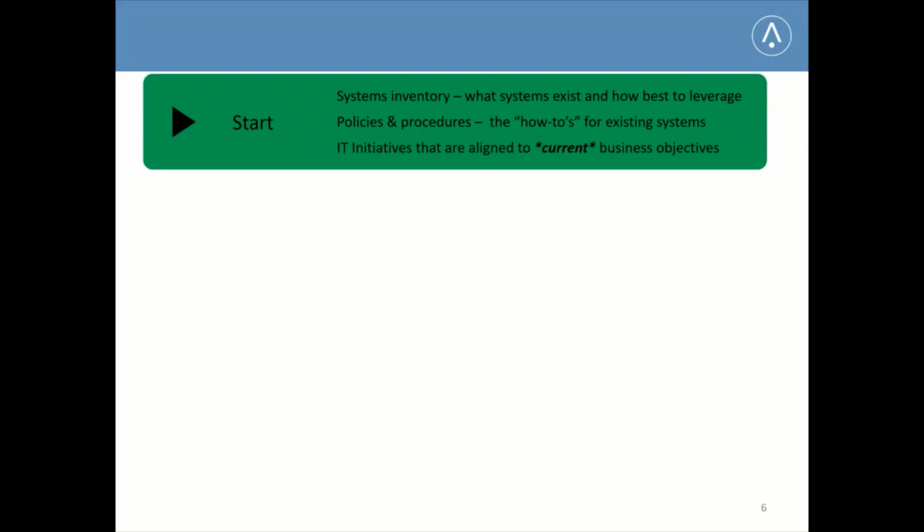Policies and procedures, I really call this the how-tos for your existing systems. A lot of small and medium-sized businesses, they don't have simple procedures.